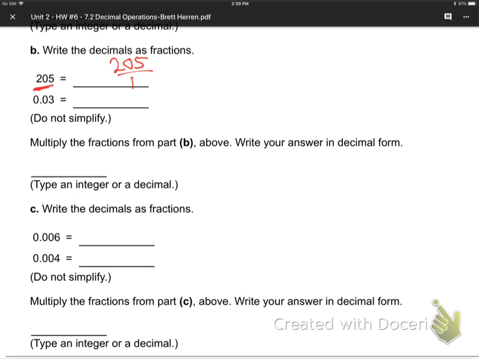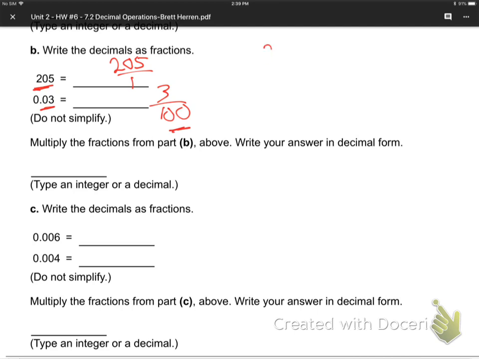And that still fits our rule, doesn't it? Because 205 ends in the ones place. So it always works to just put it over the name of the place it ends in. Now, 0.03, that's 3 over 100. 2 decimal places to the right, 2 zeros on the bottom.